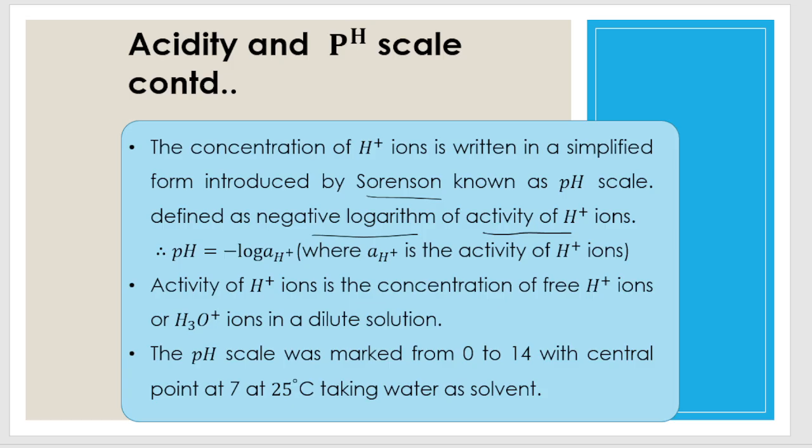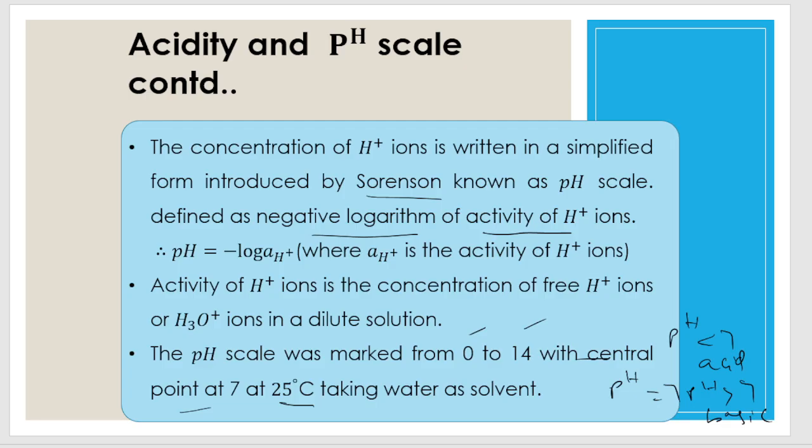Anyhow, come back to this pH case. pH is equal to minus log H plus ion concentration. Now, if we consider 25 degrees centigrade, the pH will range from 0 to 14, where the central point is 7. Of course, you know already that pH is equal to 7 for neutral solutions. pH will be less than 7 for acidic solutions, and pH will be greater than 7 for basic solutions.